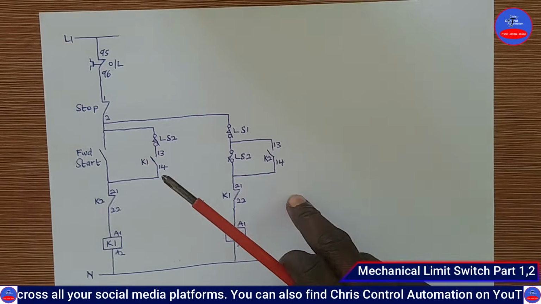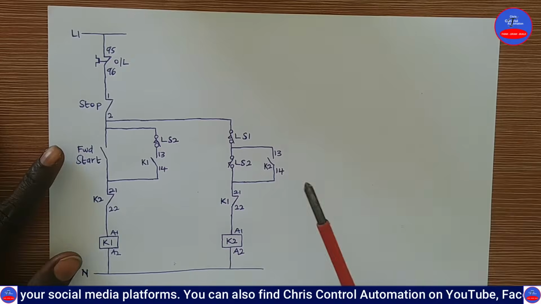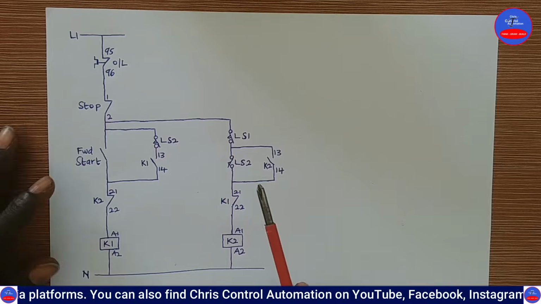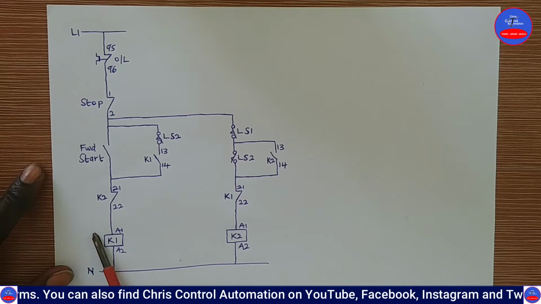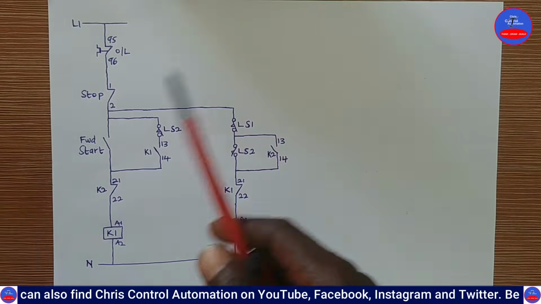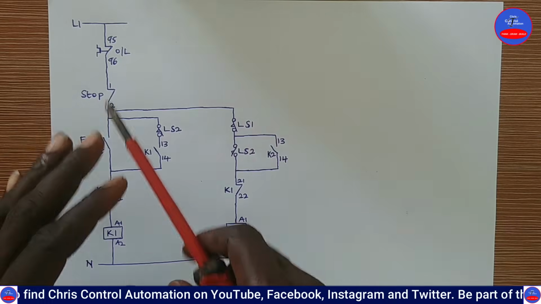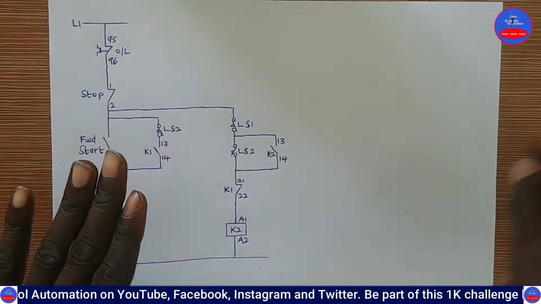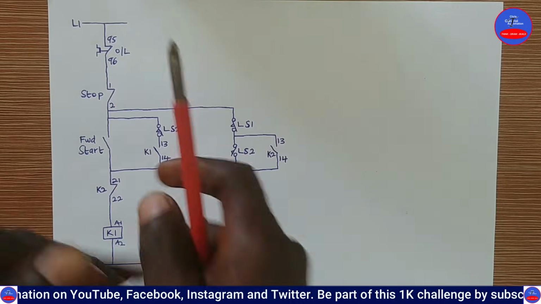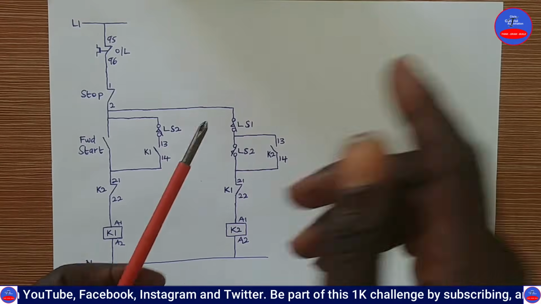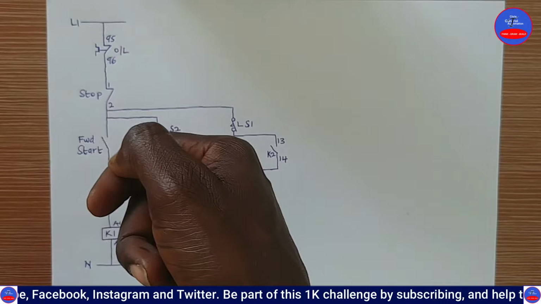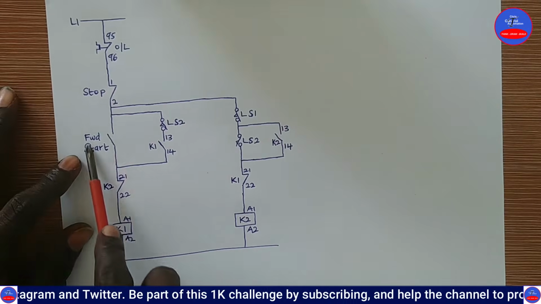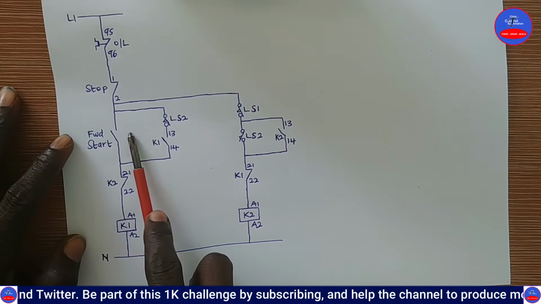All right. So now, as I said earlier, this is also a forward and reverse control circuit. This is the forward contactor, this is the reverse contactor. If you are new to this channel and you really want to understand this circuit, I urge you to watch the previous videos on the limit switch. I have part 1, part 2. This is part 3. Part 4 will be different. And then subscribe.